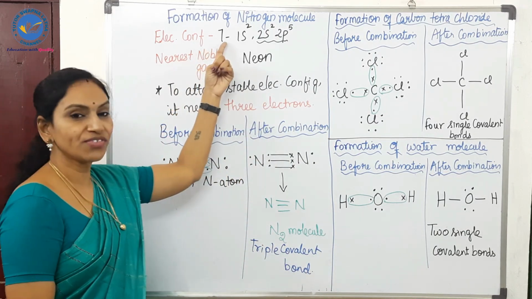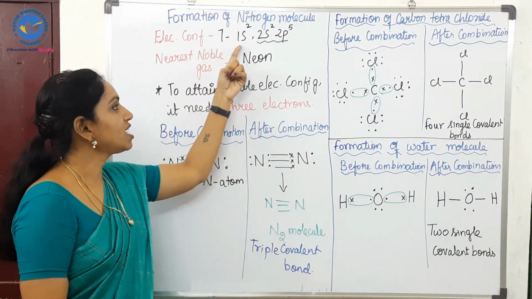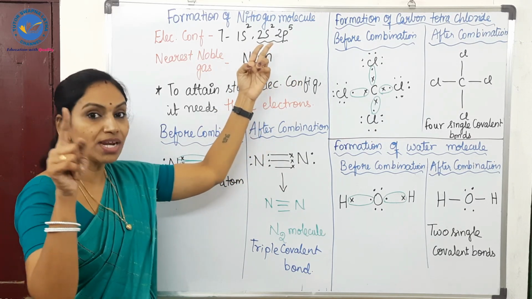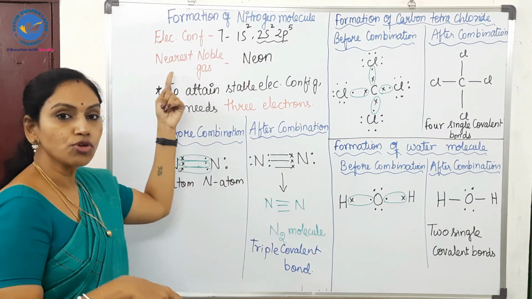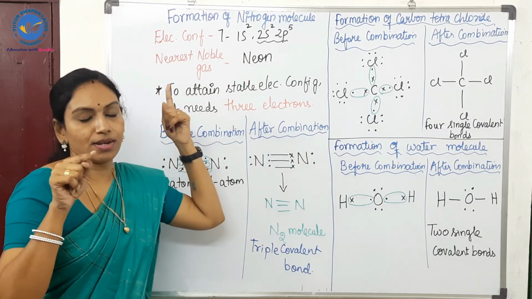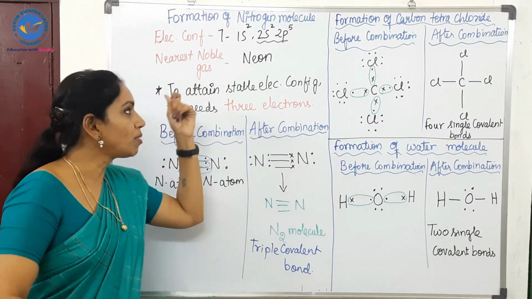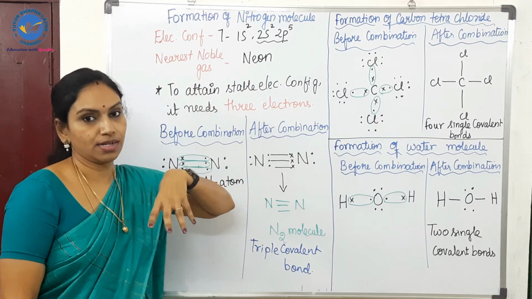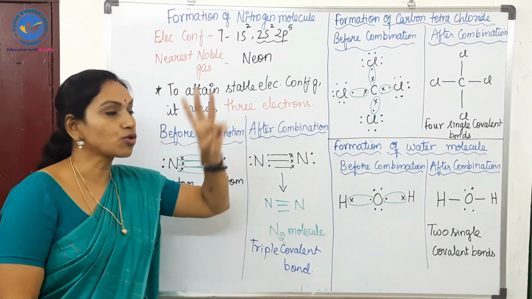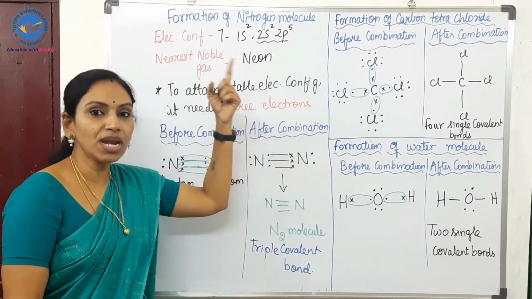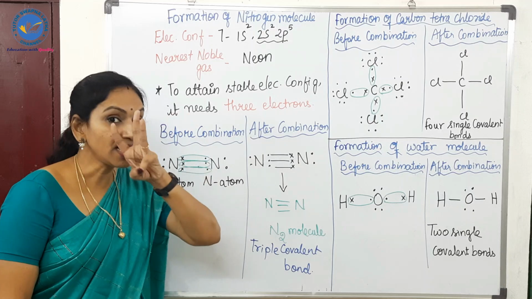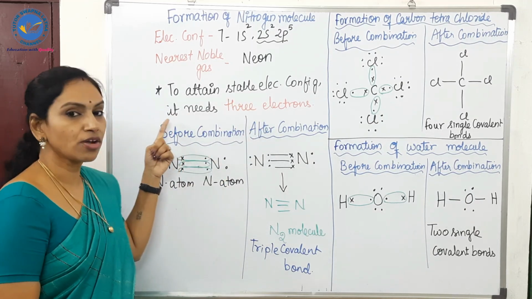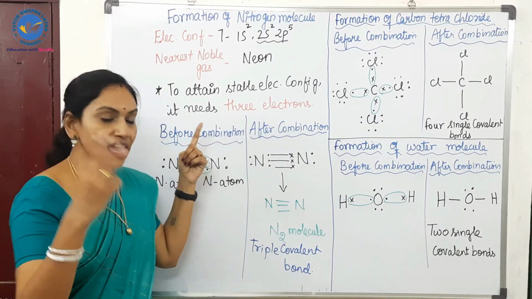Nitrogen's atomic number is 7. So 1s2, 2s2, 2p3. So in the outermost shell it has 5 valence electrons. The nearest noble gas is neon, which carries atomic number 10. That is, it needs 3 electrons to attain its stable electronic configuration. So to attain stable electronic configuration, nitrogen needs 3 electrons.